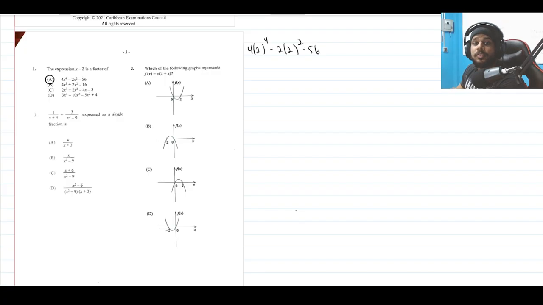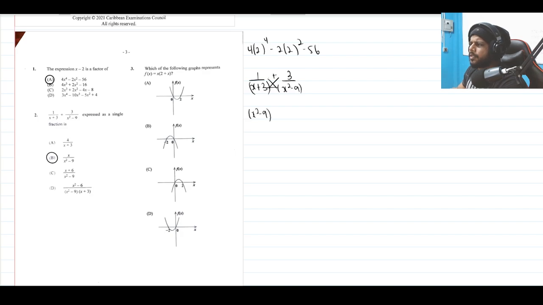The answer for number 2 looks like another repeat as well. If my guess is correct, the answer will be B. We will do the solution still. 1 over x plus 3 plus 3 over x squared minus 9. Do the cross multiplication, so and so.